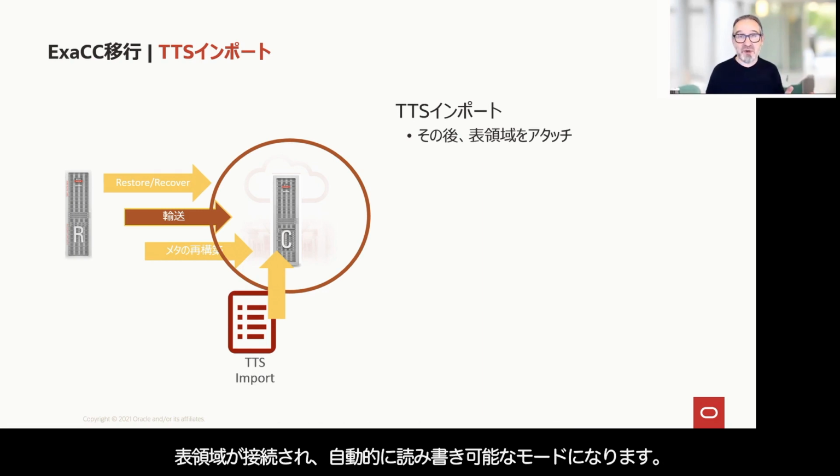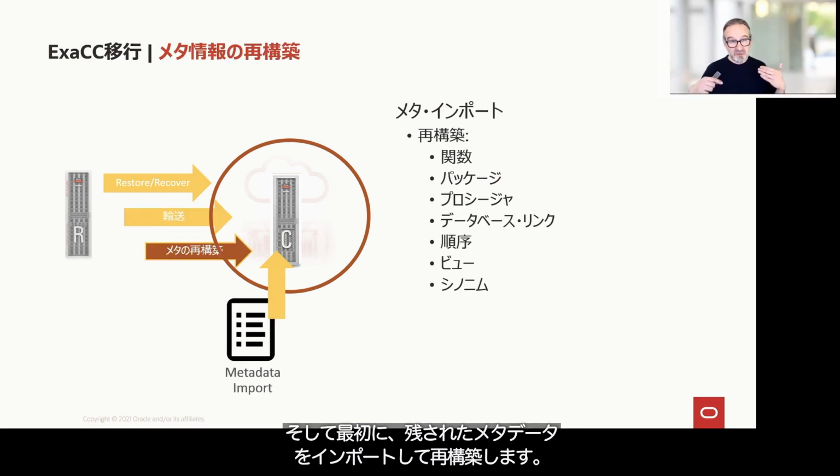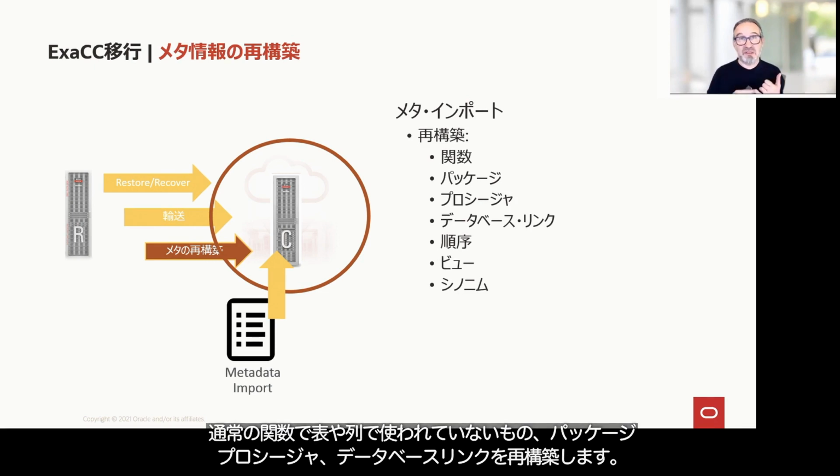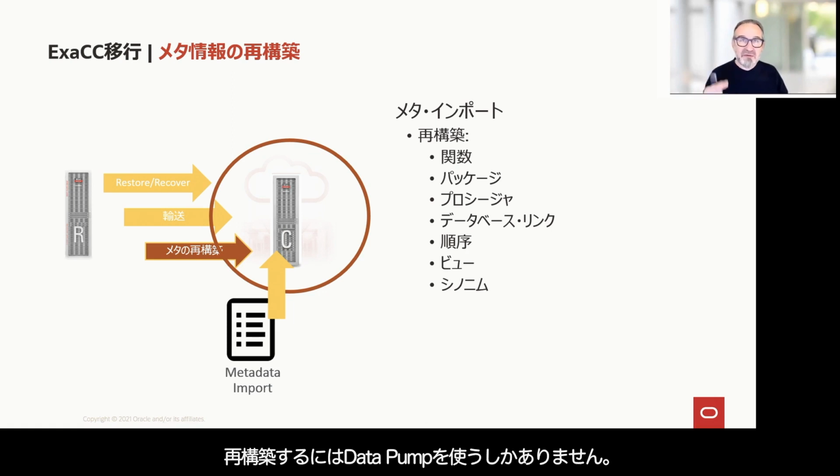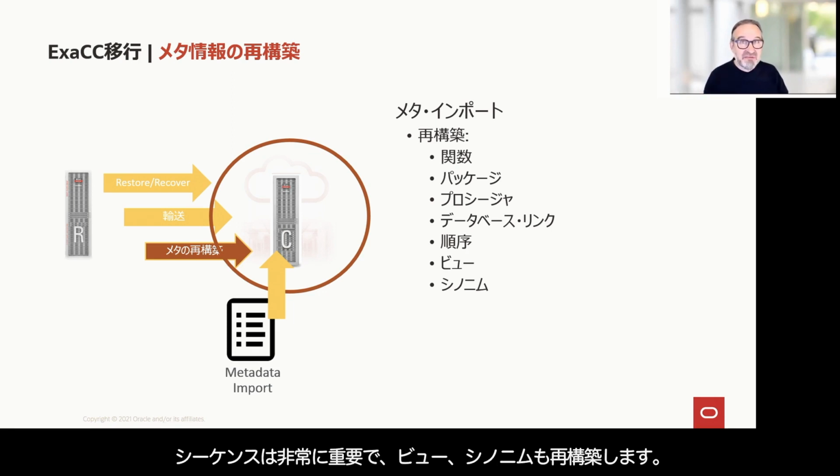Table spaces are now attached, and automatically go into read-write mode. And then we rebuild with the metadata import what has been left at the beginning. So we rebuild the normal functions, not those which are used in tables and columns, packages, procedures, database links. You can't rebuild password-protected database links with a script because it doesn't give you the password. Only way to rebuild them is via Data Pump. Sequences, very important, views, synonyms, in that order.